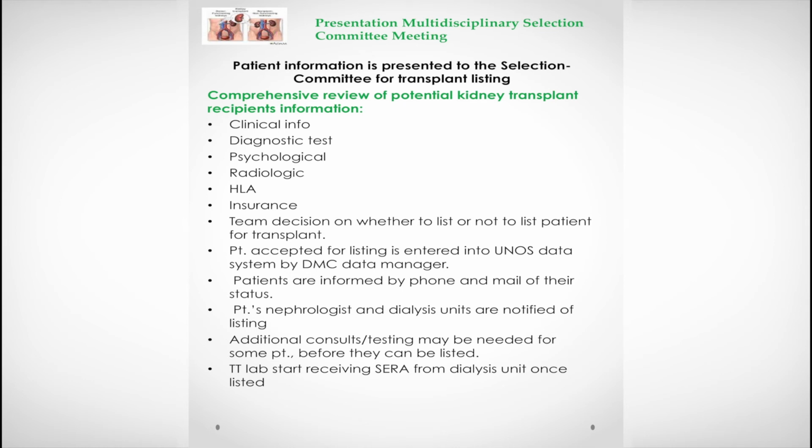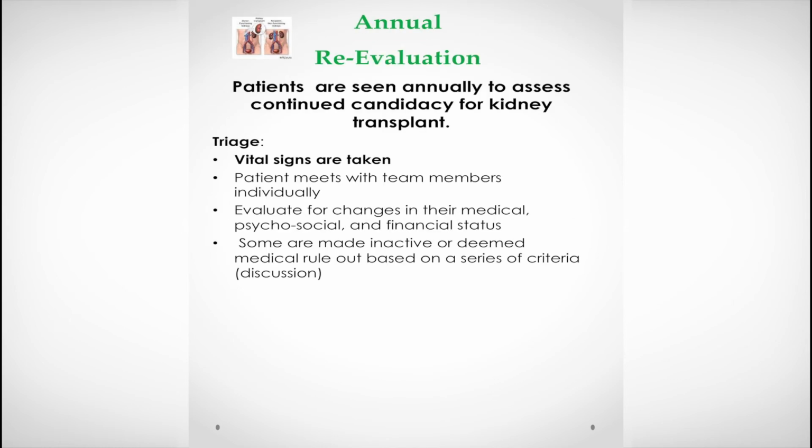After we've seen most patients in the clinic, this is our workflow I'm trying to go through as simply as possible. After we've seen patients in the clinic, we do have what is called a selection committee meeting where the team meets and we review everything about the patient, their clinical information, diagnostic testing, HLA, etc., their insurance. And then the team does make a decision about whether or not this patient is ready for listing or to be put on the transplant list.